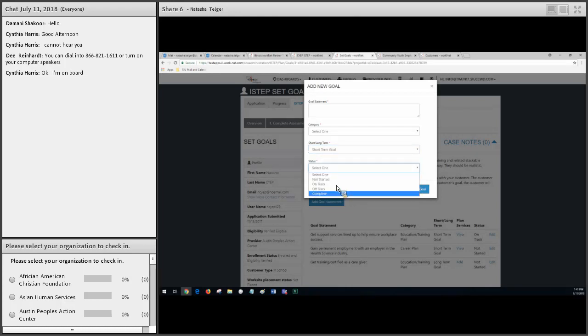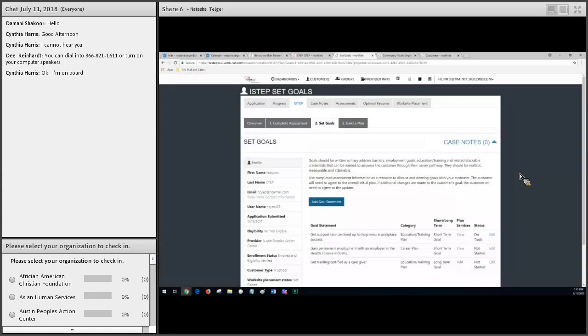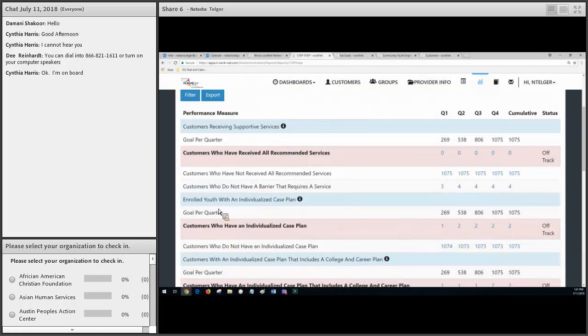Okay? And then you can mark the status as started. On track means that everything's moving along smoothly. Off track means that something happened and they're not going to meet the end date. Maybe you might need to make an adjustment. And then complete means that they have completed it. So that's how you add a short-term goal. Any questions so far?